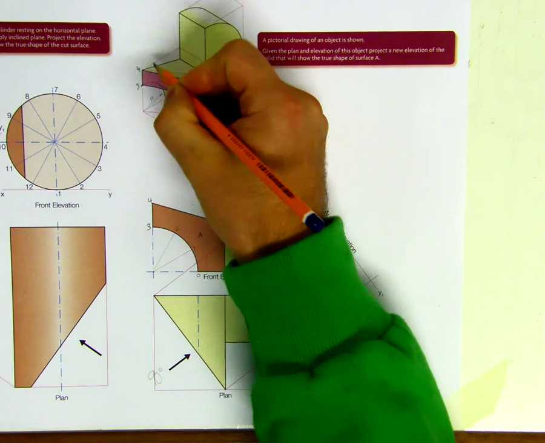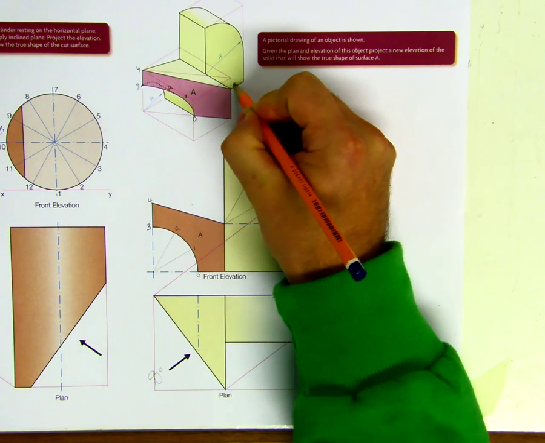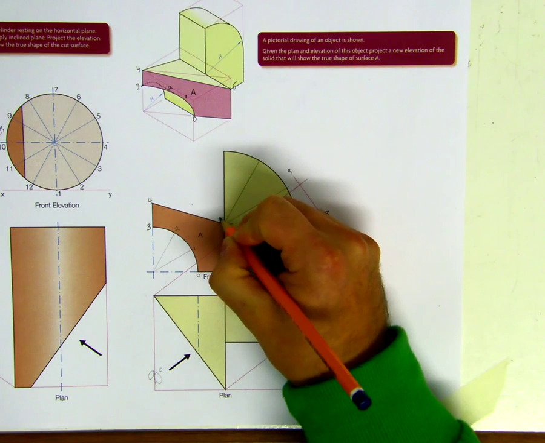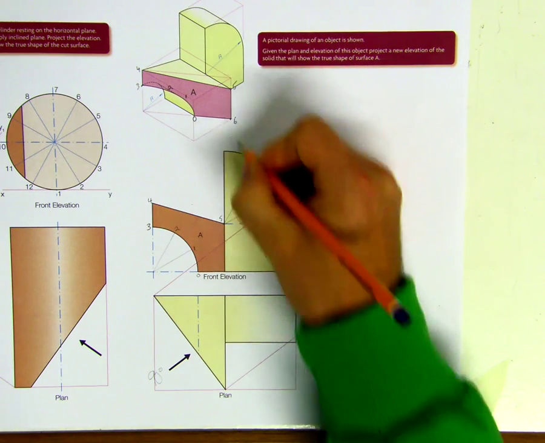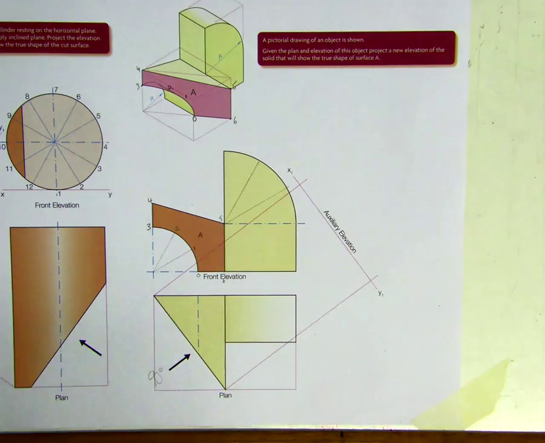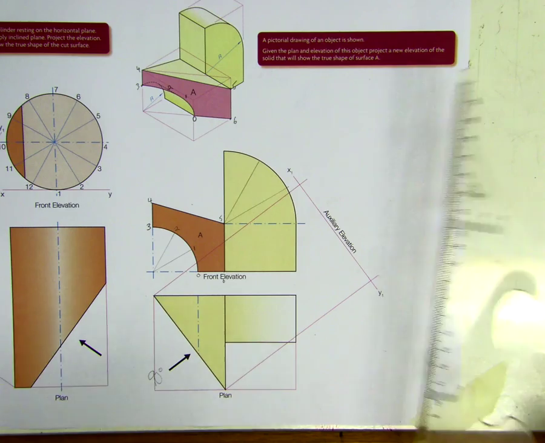So we'll just start with the true shape first. This corner here is 5. So that's in here, that's 5. And the bottom corner is 6. Okay, so we'll just start with that for now. We'll get our true shape done, and then we'll finish off our elevation.